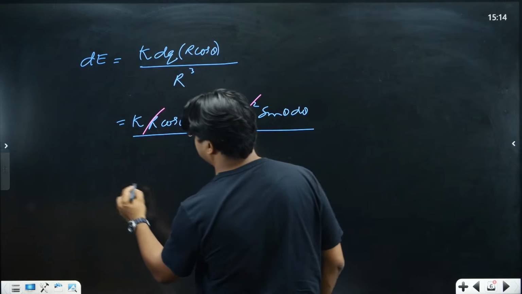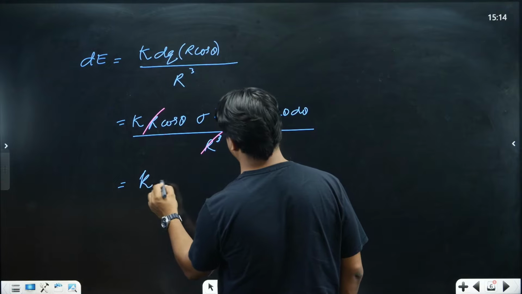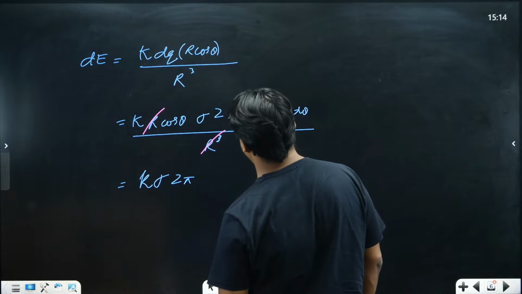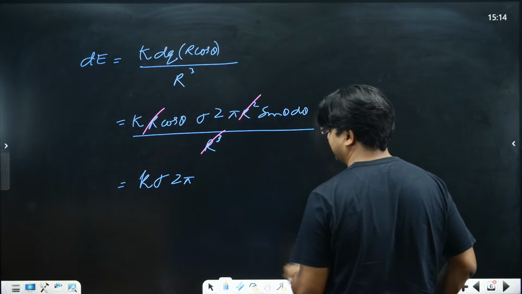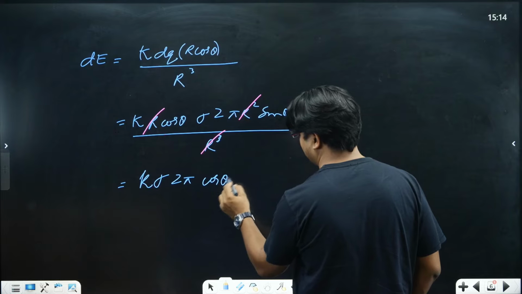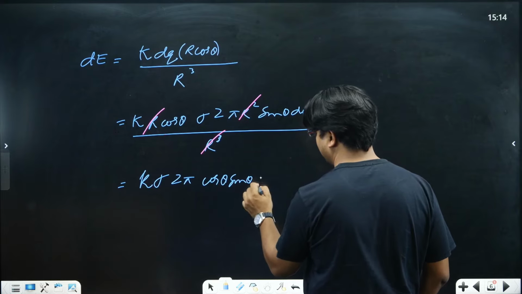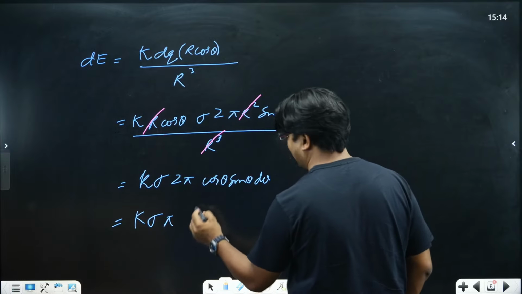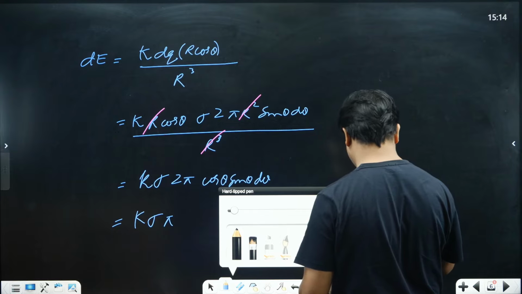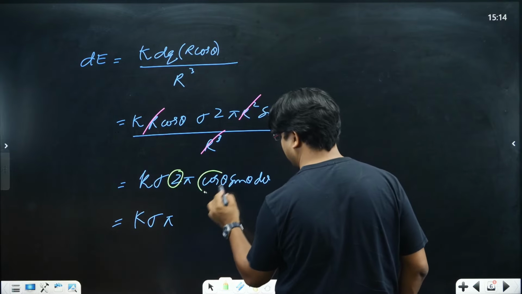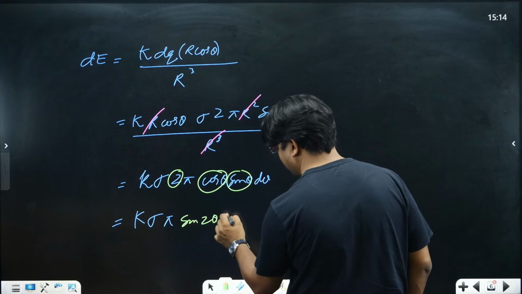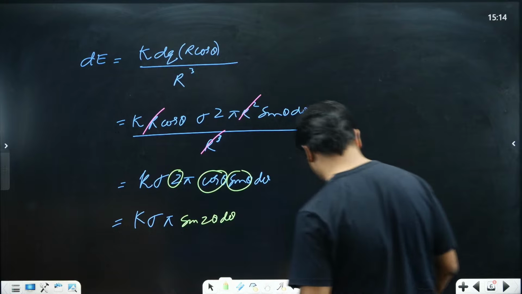It will become k sigma 2 pi, and then cos theta sine theta d theta. So I'll write it first. Cos theta sine theta d theta can then be written as k sigma pi, and what we are removing is this 2, then cos theta sine theta will become sine of 2 theta into d theta, and now we are going to integrate this.